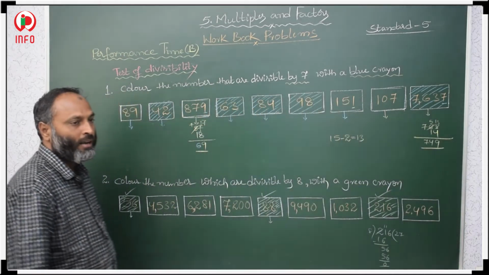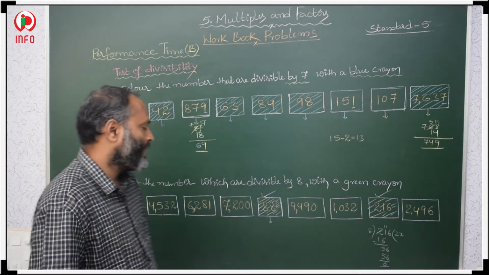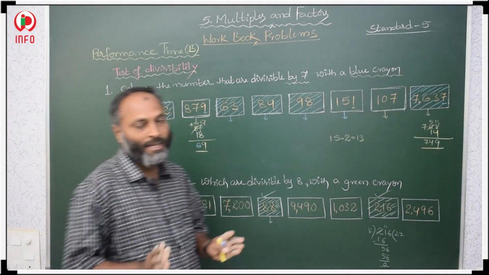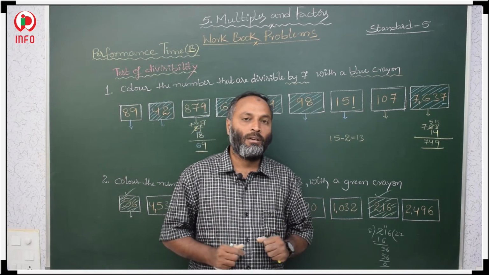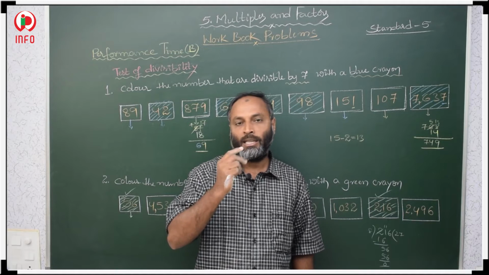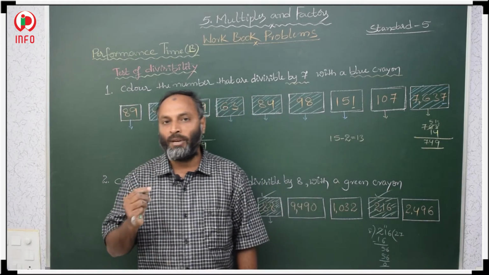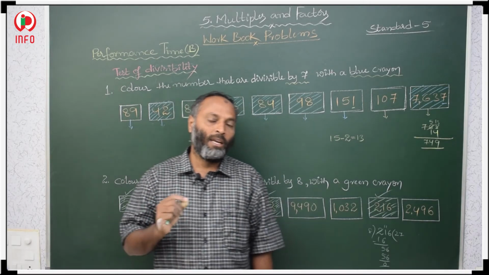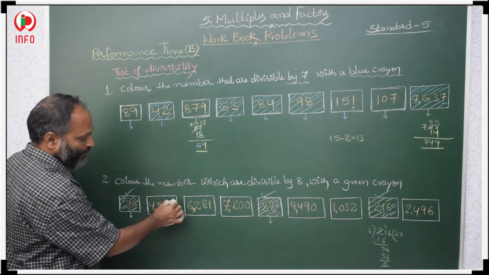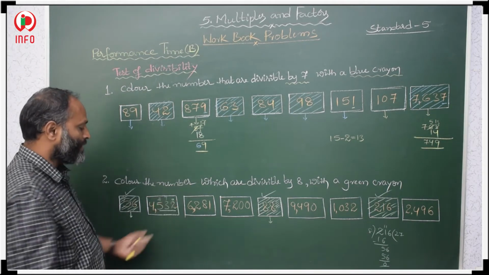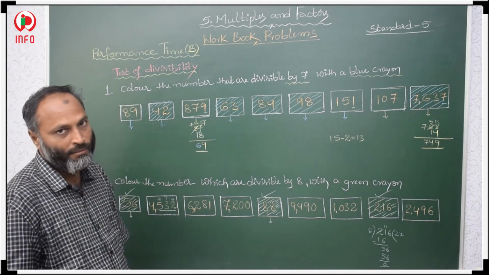So then you go for your 4 digit numbers. 1, 2, 3, 4, 5, 6. 6 four digit numbers were there. Then how to check? So the divisibility test for 8. How to check whether the number is divisible by 8 or not? We have to check the last 3 digits, that is ones, tens, hundreds. If the last 3 digits of the given number are divisible by 8, then the number is divisible by 8. So we have to check only the last 3 digits. Once you check these 3 digits, if they are divisible by 8, then the complete number is divisible by 8.